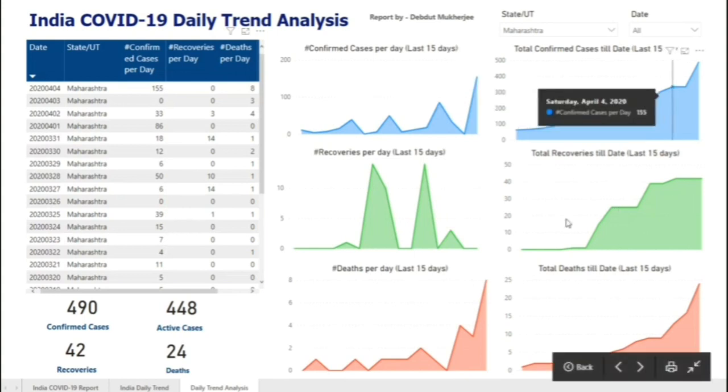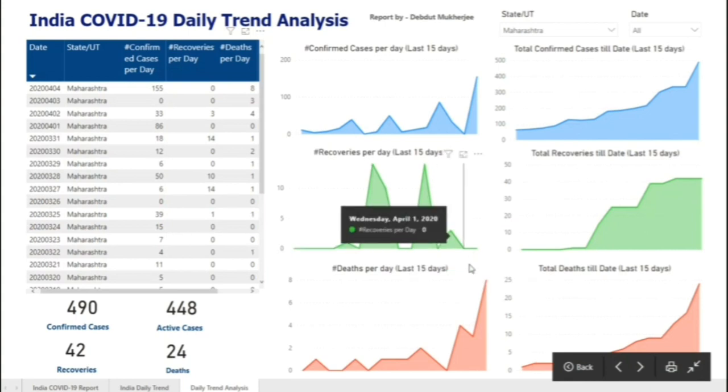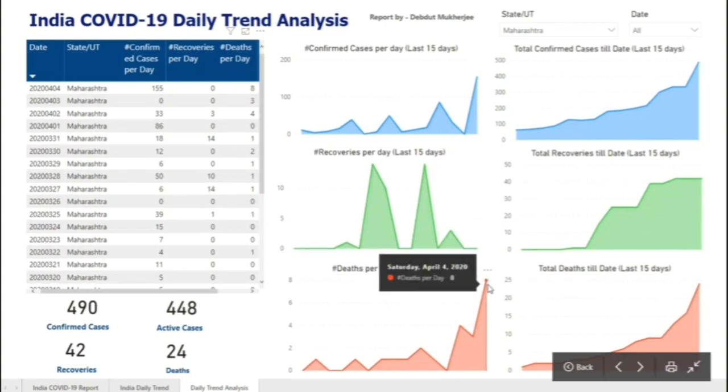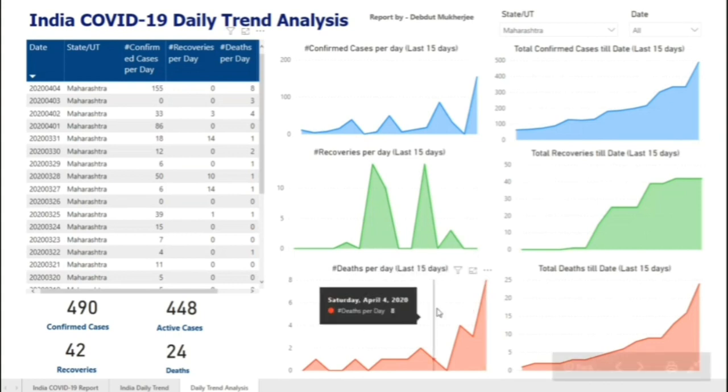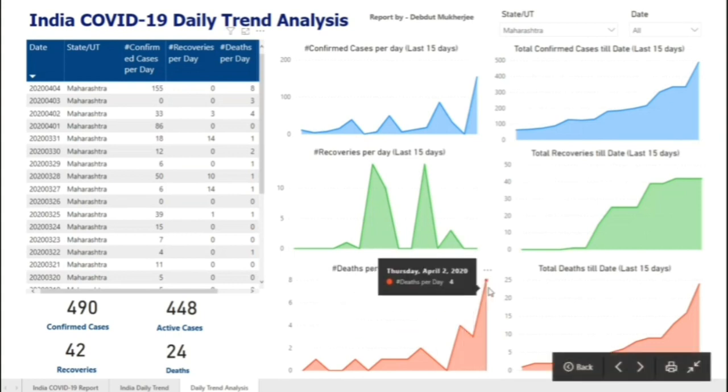And yeah, so recoveries is good. Good compared to other states, but not so good. But the deaths are increasing on a rough basis. You can see in Maharashtra, the deaths are almost fluctuating anywhere between 4 to 8 on a daily basis. So we need to bring this down, at least for a few days. There shouldn't be any deaths, so as to preserve the ratio.